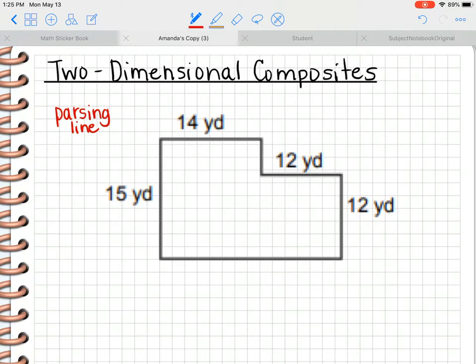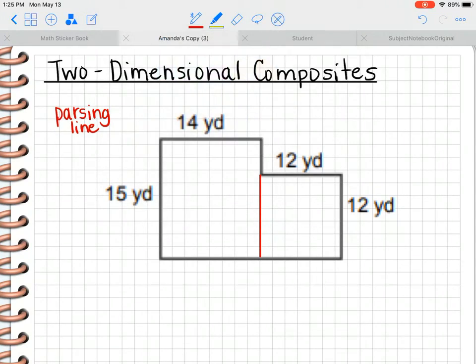So in this problem, I'm going to draw my parsing line right here. And you can do that with me if you like. Now, I want to show you that I could have drawn it this way. Okay, that would have been just fine. We could even draw more than one if we needed to. But they're just lines that we're using to section off the shape. So let me put this one back in and we'll look at what we have.